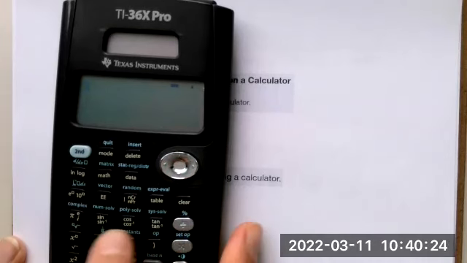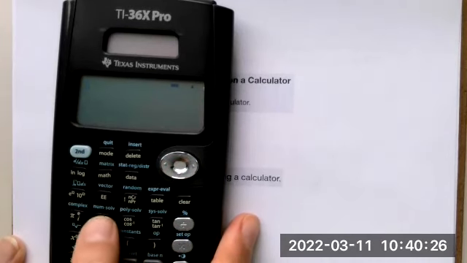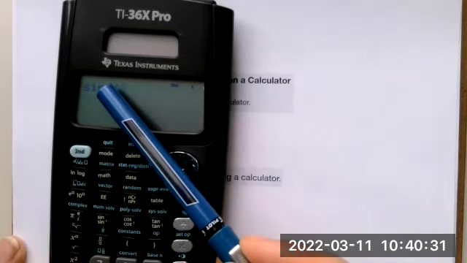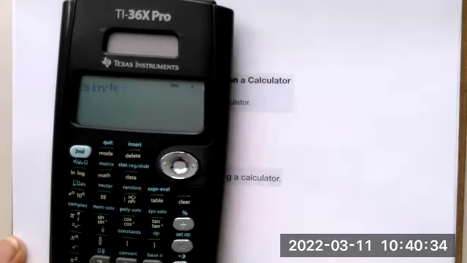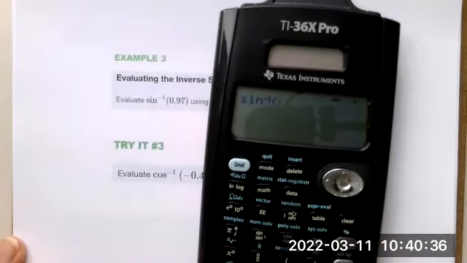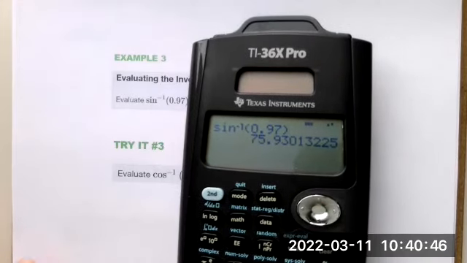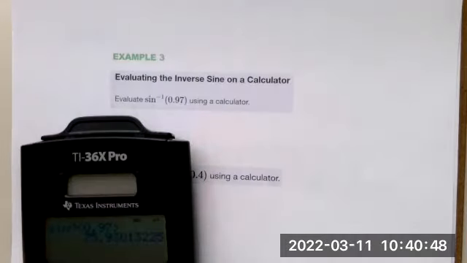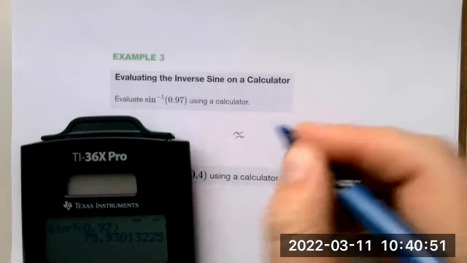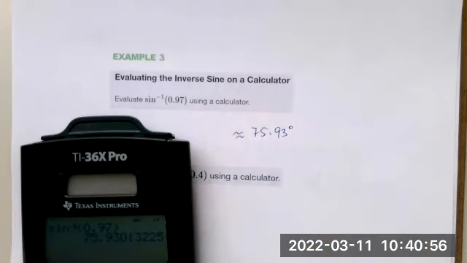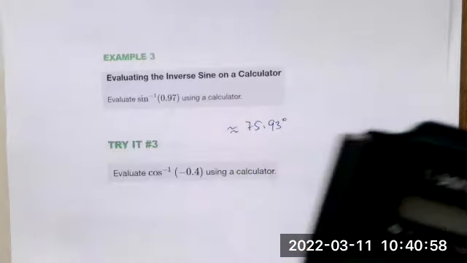Let's go for it. And your inverse sine function is right here. You're going to press this button twice until you get a sine with a -1 above it, and put in the value, 0.97, enter, and I'm getting an angle of 75.93 degrees. So approximately 75.93 degrees. So that's how you use your calculator.